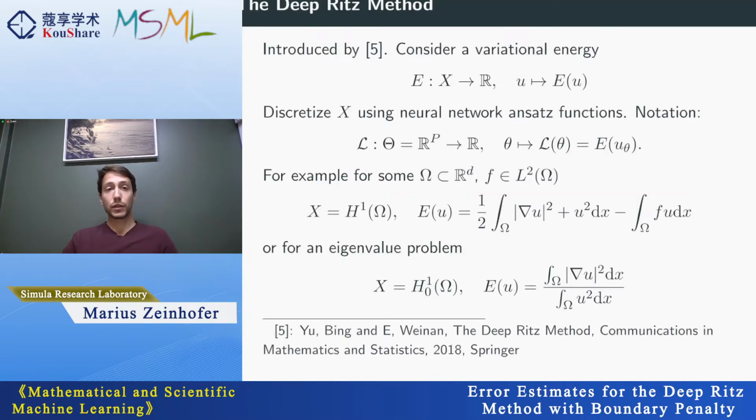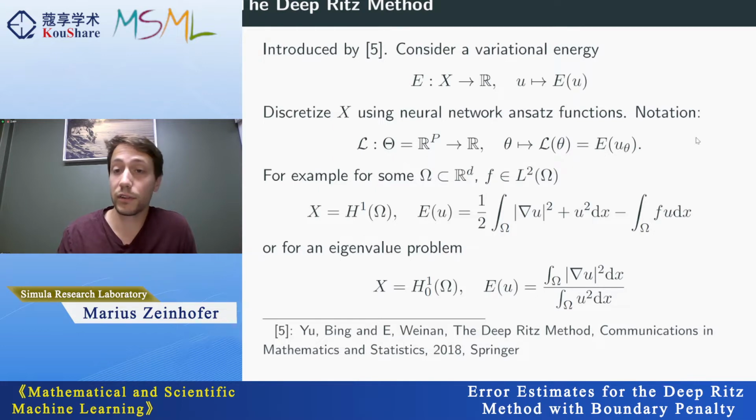So let me recall the deep Ritz method. It was recently introduced, more or less recently, in 2018. The starting point is that you have a variational energy. So this is some function space X, and there's some energy. Then the idea is to discretize this function space X by choosing a set of neural networks that lie within this X. And then naturally you come up with a loss function that is just defined as inserting the neural network function into that variational energy.